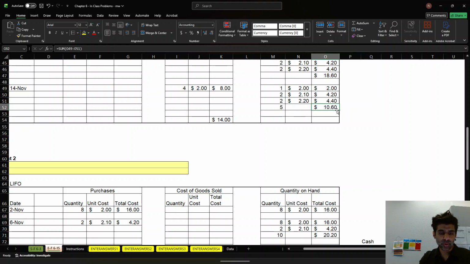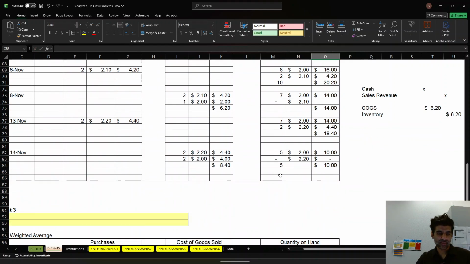So our total, just to be clear, if we added up our ending inventory plus the total cost of goods sold, is $24.60. If we did the same thing here, it's the same amount, but look, it's split up differently.